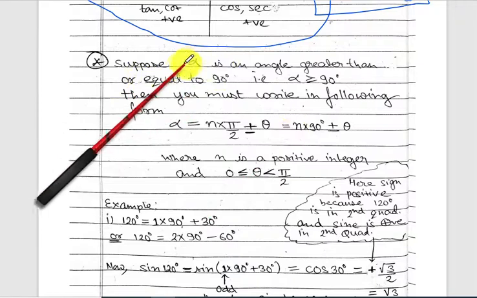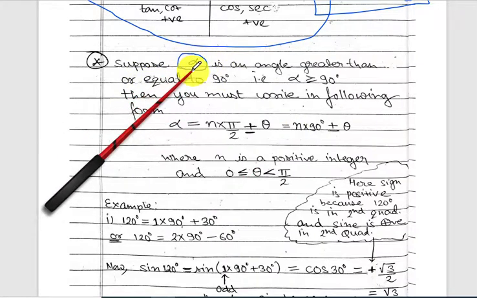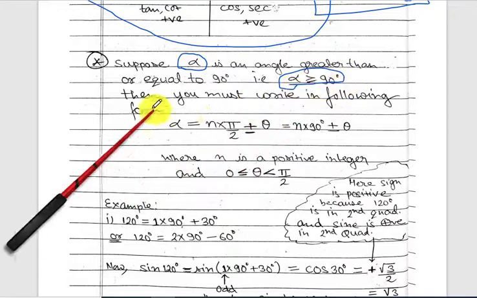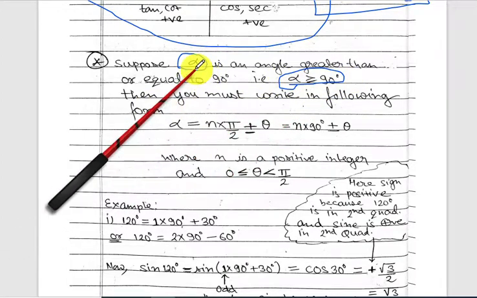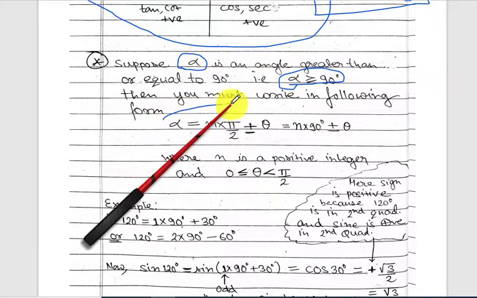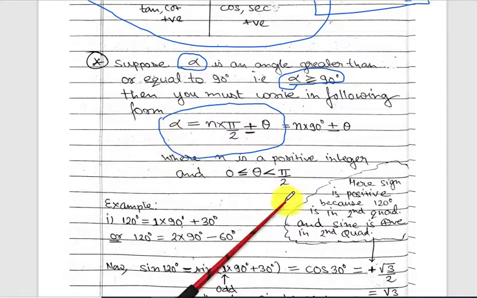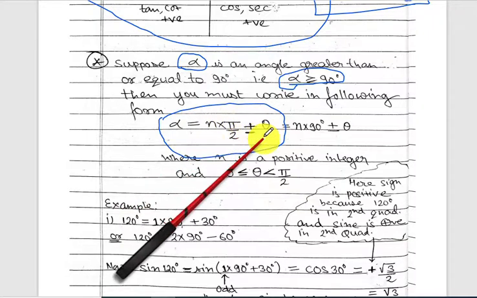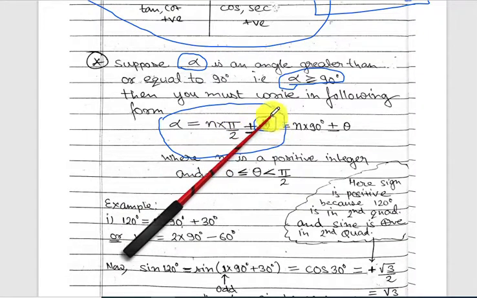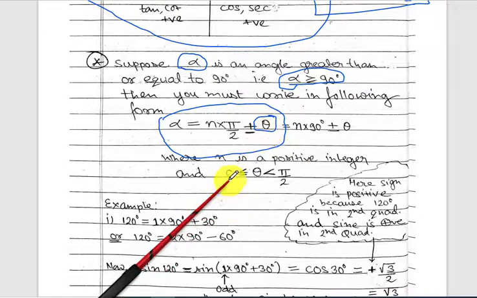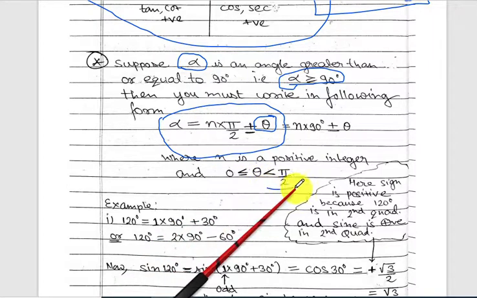Now next, suppose you have got an angle alpha. That alpha can be anything greater than or equal to 90. So if you have got some angle alpha whose value is greater than or equal to 90, you should try to write it in this form: alpha equals n into pi by 2 plus or minus theta, where theta will be greater than or equal to 0 and less than 90.